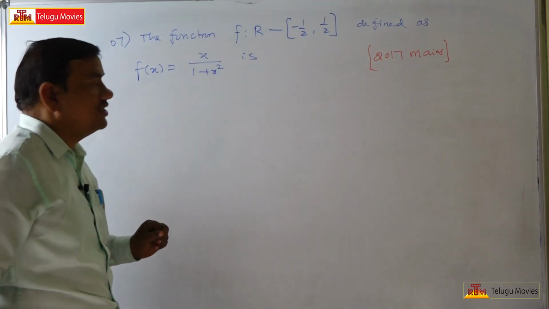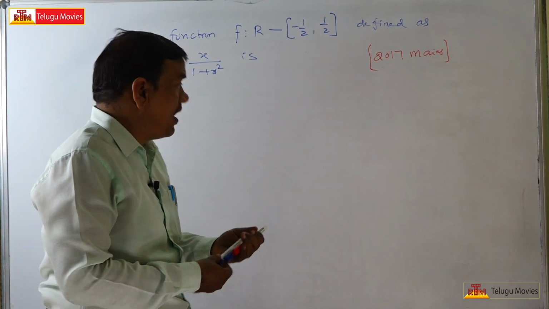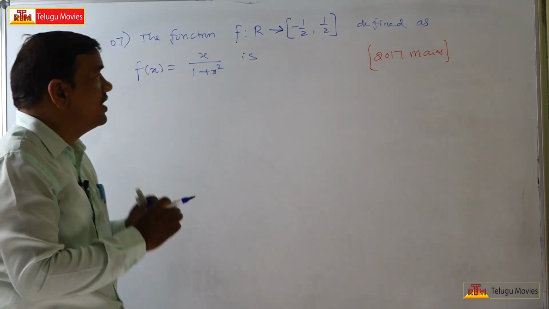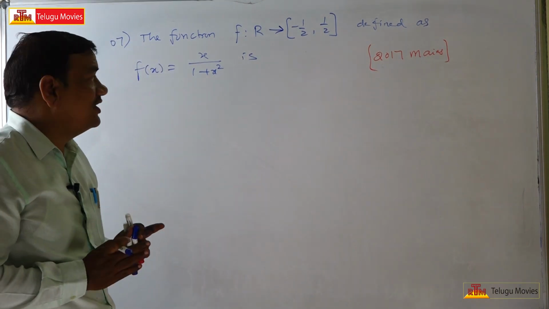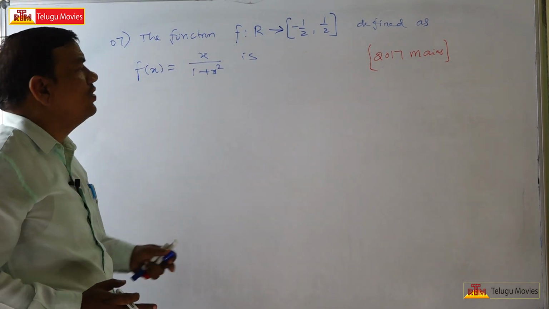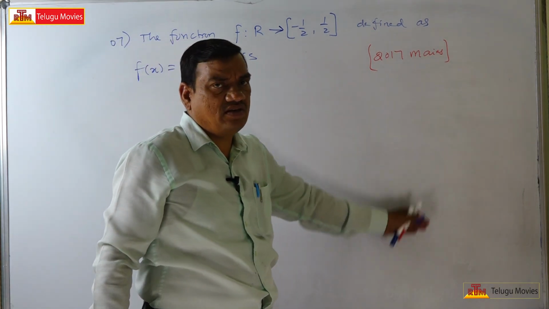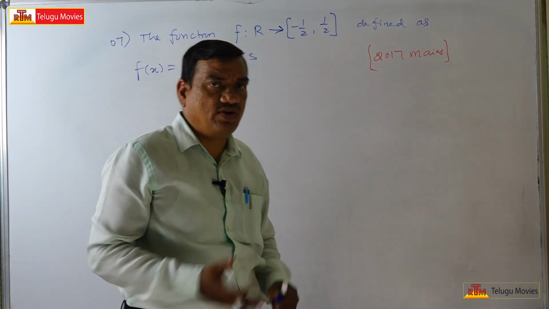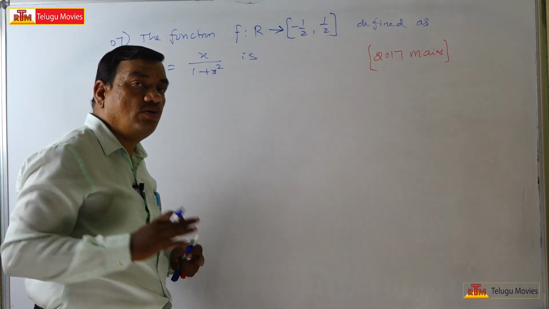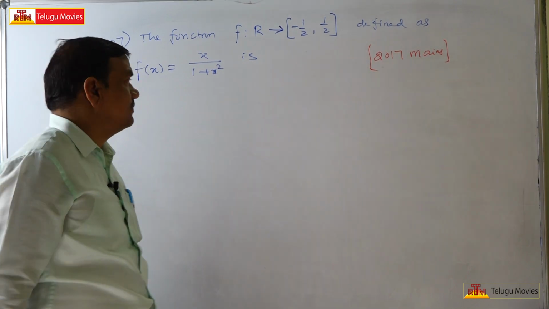Welcome to this problem. The function f from R to [-1/2, 1/2], so the domain is the set of real numbers and the codomain is restricted from minus 1 by 2 to plus 1 by 2, defined as f of x is equal to x upon 1 plus x square. The options are as usual, just like the previous one: one-one onto, one-one but not onto, onto but not one-one, neither one-one nor onto. Okay, let us check this.